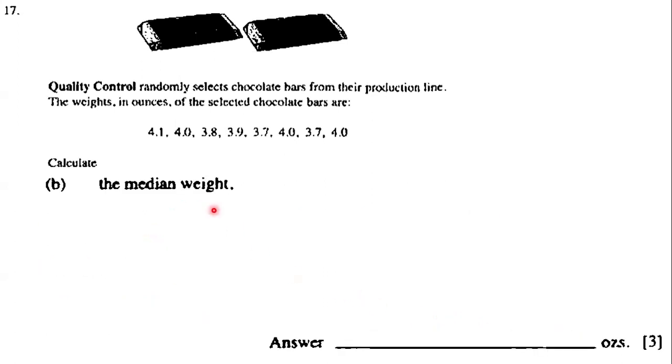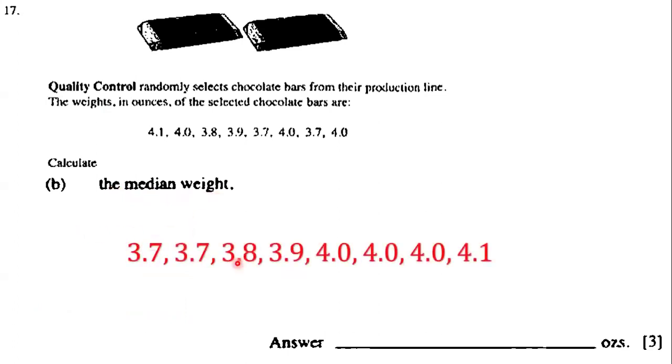Moving on to the next question, we have the median weight. Now, in order for us to figure out the median weight, we're going to arrange these data values in ascending order from least to greatest. We have 3.7, 3.7, 3.8, 3.9, 4.0, 4.0, 4.0, and 4.1.